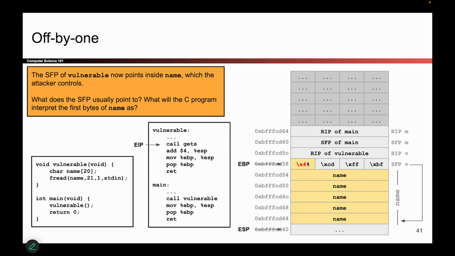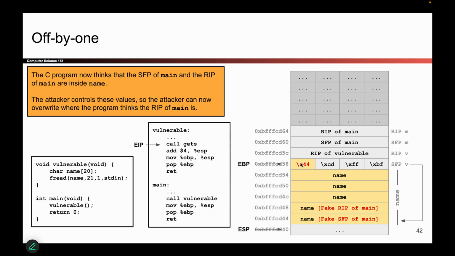But if I take that address and I switch it up without the program really knowing that I switched it up, the program would still do the same thing. If I ask, hey, where's the RIP of main? It would take this address, go to that address. It thinks this is the SFP. It's not, but the program thinks it is. It would look above that and say, that must be the RIP of main, but it's actually not. So basically, we've tricked the program into thinking the RIP lives down here, even though it really lives up here.